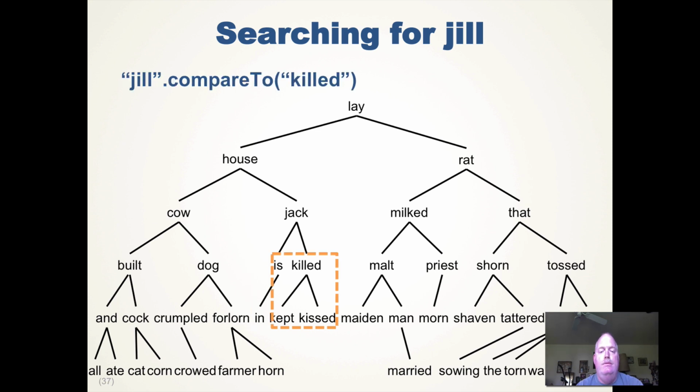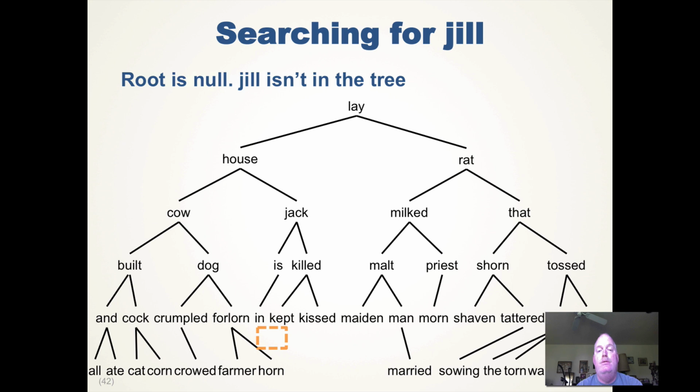Root's not null, we compare Jill to killed, and Jill is less than killed, so we go to the left subtree. Again, the root's not null, we compare Jill to kept, and we go to the left subtree, which is now, this time, null. So the root is null, so Jill is not in this binary search tree. And again, we only had to go basically log n depth in the number of comparisons, because we know that it's sorted.